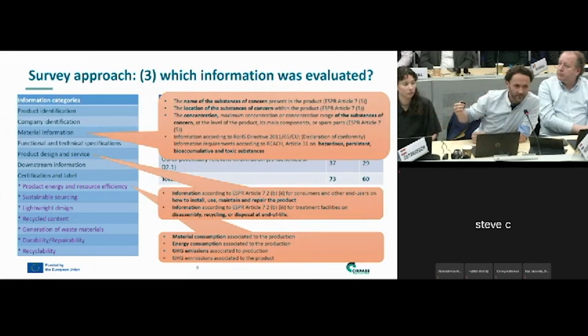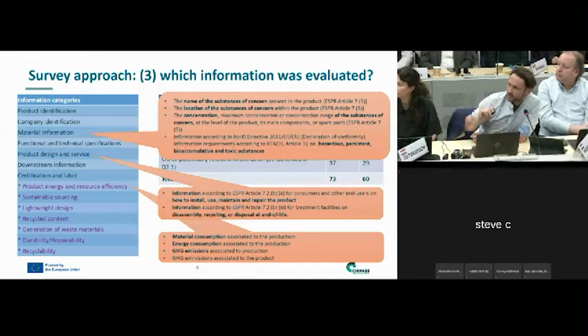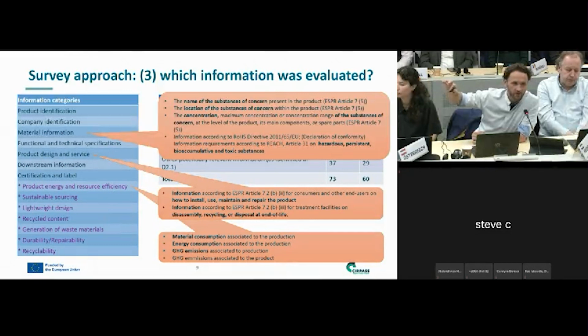Also, to give you a little flavor, which information is behind these categories. Here you see some examples. On the material information category, you have, for example, information such as the name of the substance, the location, the concentration of the substance, or also information according to RoHS. Here, product design and service, information how to install, use, information on disassembly, and these are all coming from the ESPR or other legislations, but we also included some more information.